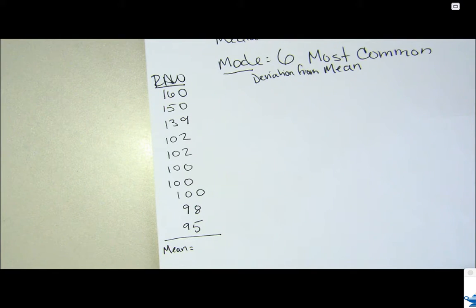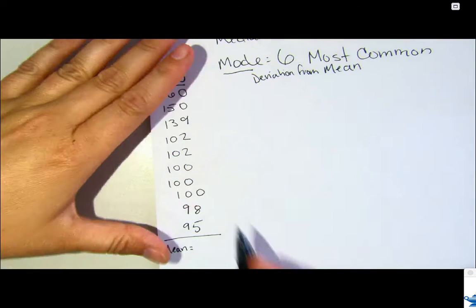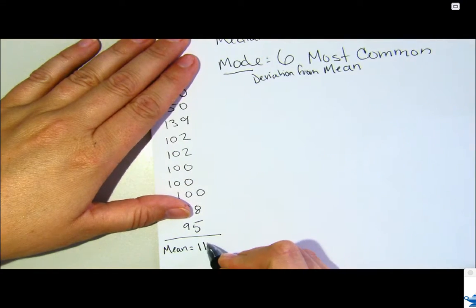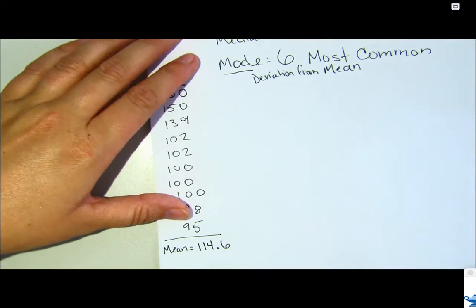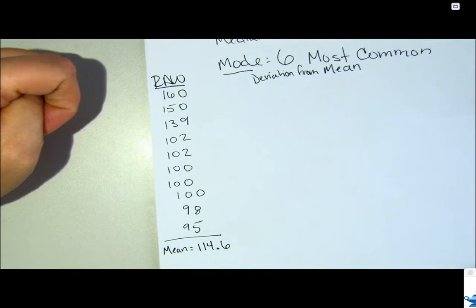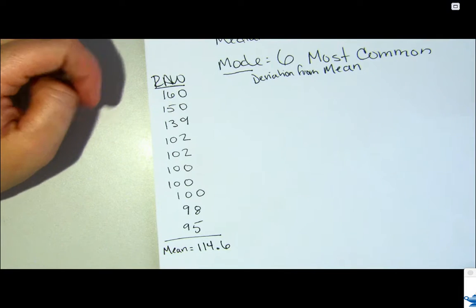Alright, anyone find it? What is it, Jenny? 127.3. Holy crap. How do we have this much of variance? Karina? 114.6 is what I have. I don't know. What did you guys not do? Okay. It's not a trick. This is bad. Alright, here we go.